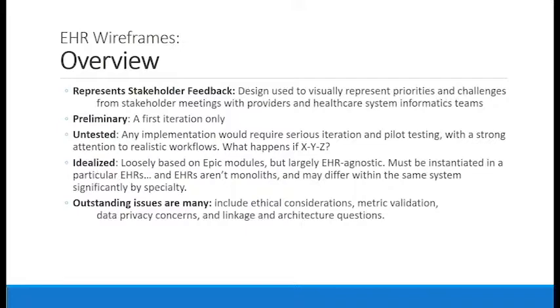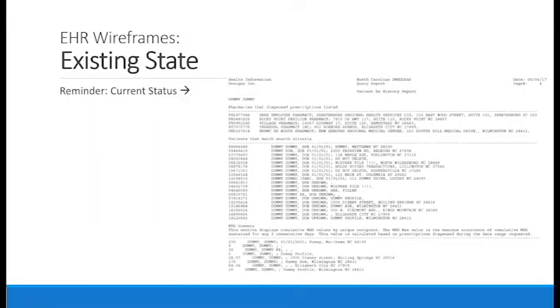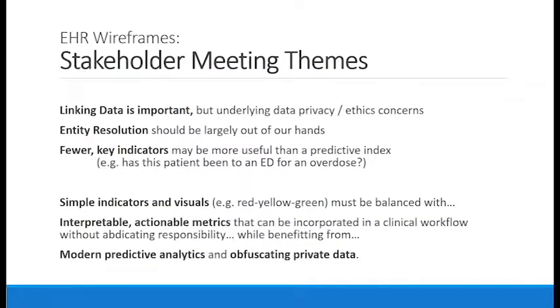And again, as I mentioned before, EHRs aren't monoliths, as folks know. Within the same system, they're very different by specialty. Providers on the mental health side who were in our meetings were like, I can't even see that metric you're talking about. I can't see emergency department outcomes, and you can't see my mental health data. So how do we build a dashboard in that setting? A lot of outstanding issues: ethical considerations, metric validation, data privacy concerns, linkage and architecture questions. We are not at the cusp of really implementing this, but we hope to, and these kinds of products drive us there. So again, reminder, here's where we're at. Almost anything is better.